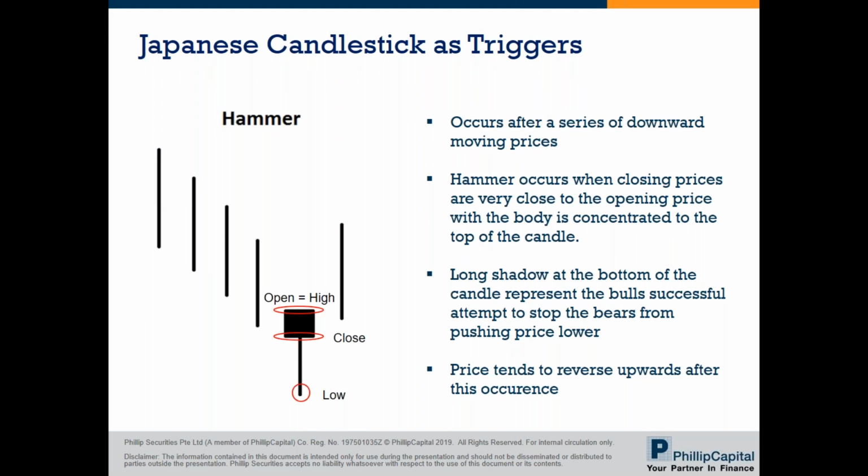It occurs in a series of downward moving prices. Alright, and based on the anatomy of the candle, this is how you understand it. Price opened high, went all the way to the bottom to a low, and came back upwards. So what this represents is that the long shadow at the bottom represents the bulls' attempt to stop the bears being successful. The bears try to push the price lower, but the bulls succeeded by causing the price to get higher. So the price tends to reverse upward after this occurrence as well.